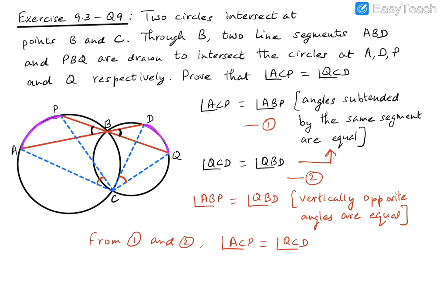So basically we have used the idea that the angles subtended by the same segment in a circle are equal. Okay, and then we have applied the property of vertically opposite angles being equal from our chapter on lines and angles. Okay, and from that we were able to prove that the angle ACP is equal to the angle QCD. Okay, now let us move on to the next question and solve one more problem from this exercise.